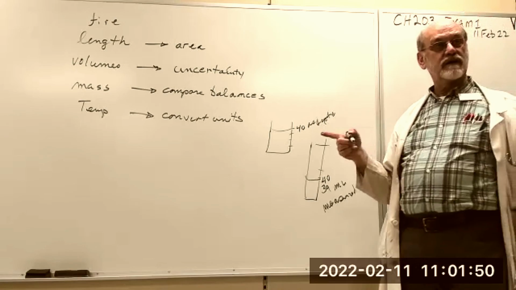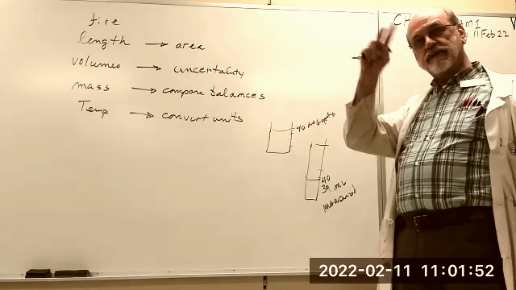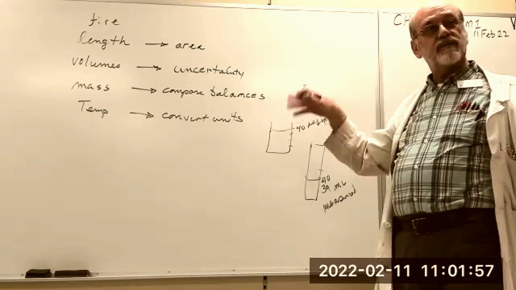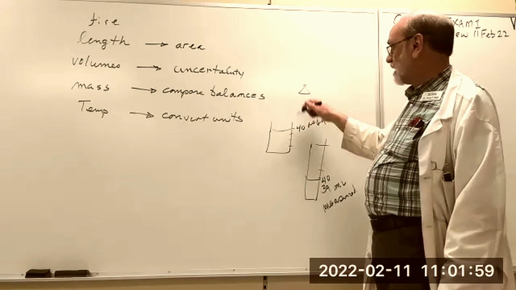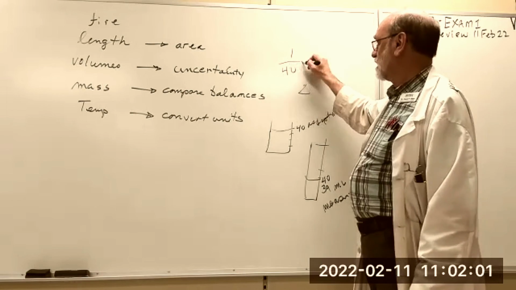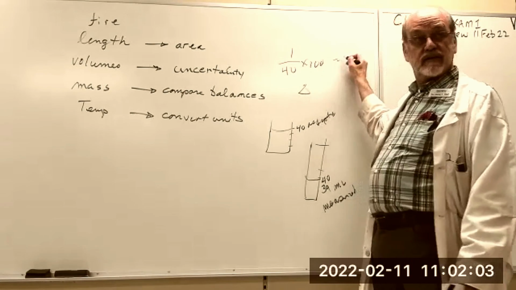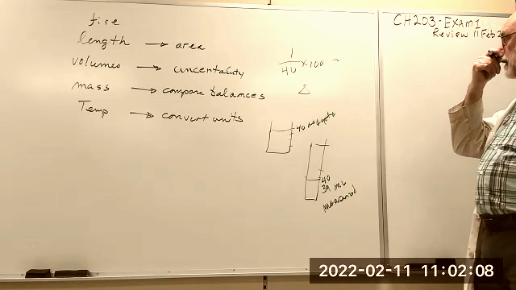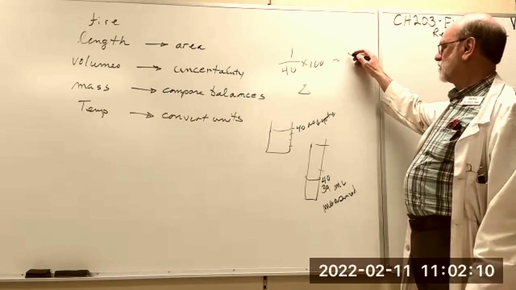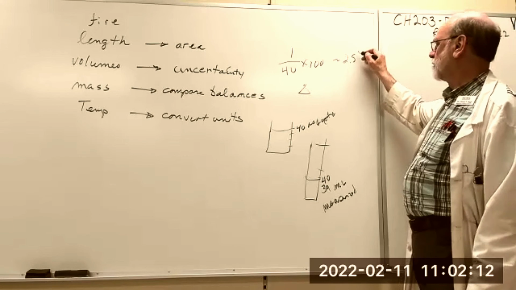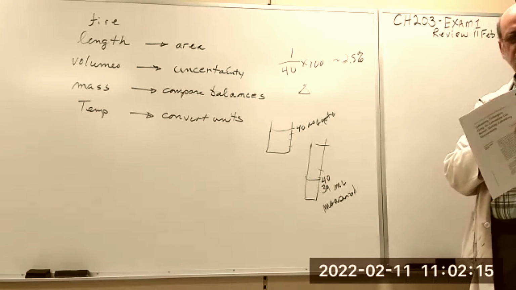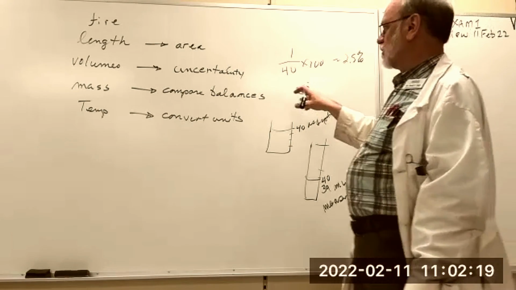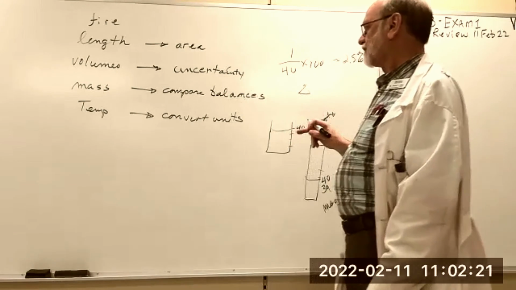What's the percent error? The percent error is the difference, we call it the delta, divided by the accepted. The accepted is 40. So it's 1 divided by 40, times 100 for percent. That's what, 2.5%, I think. So that's what you're going to be doing with volume measurement.